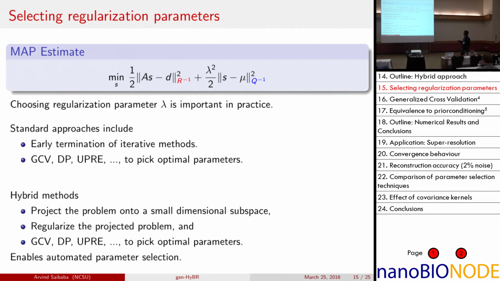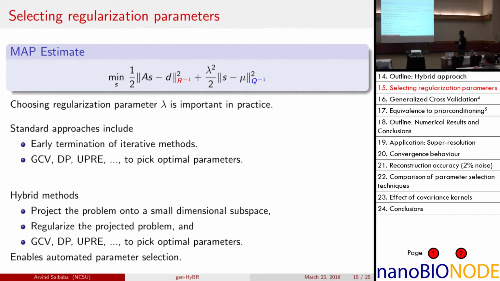do it. So some standard approaches, of course this is not exhaustive, that you can use: you can set lambda equals 0, and you can use an iterative solver and terminate it early to avoid semi-convergence. Or you could use generalized cross-validation, the discrepancy principle, and a slew of other methods to pick optimal parameters. But the problem with the second approach is that you have to solve many, many systems of equations. So a nice compromise is to use something called a hybrid approach.